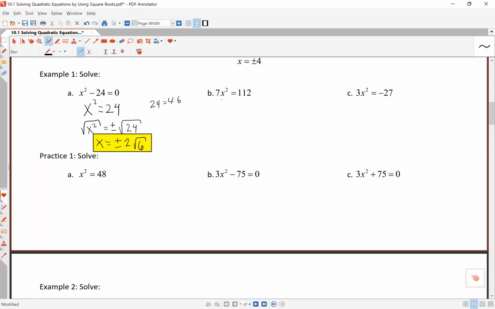Seven x squared equals 112. Divide both sides by 7. 7 goes into 11 once with the remainder 4. 7 goes into 42 6 times. There's x squared equals 16. We take the square root of both sides, making sure to use a plus or minus, and that gives us x is equal to plus or minus 4.